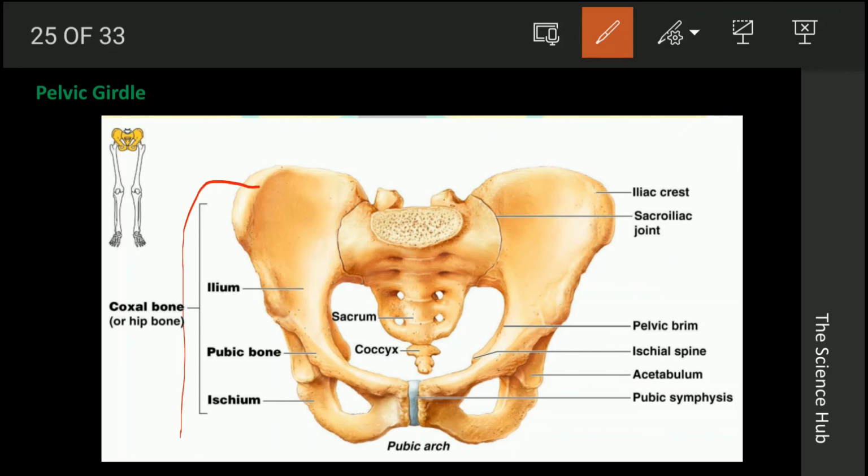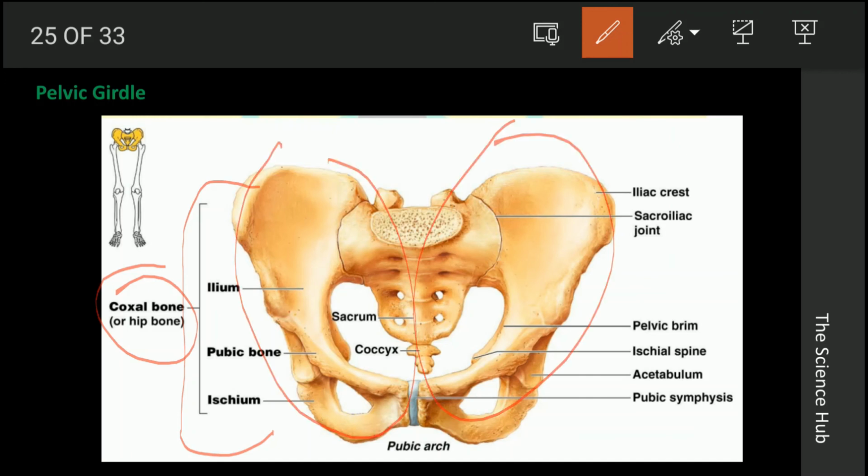These three bones together form a coxal bone on each side. There are two coxal bones, one on this side and the other on this side. This is the ilium. Then this arch shows the pubic bone, and this later one shows the ischium bone. Now here we can see the arch shape, that is the pubic arch, and they fuse together through the pubic symphysis. Acetabulum is the hollow portion where the femur bone articulates.